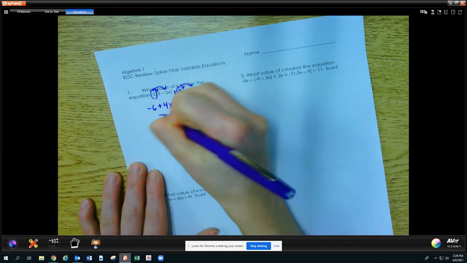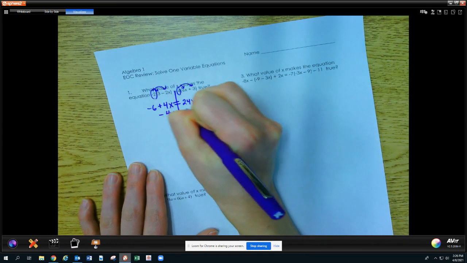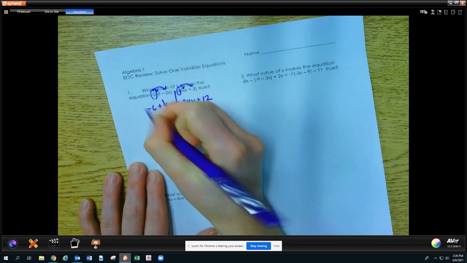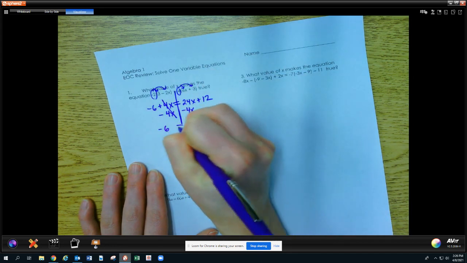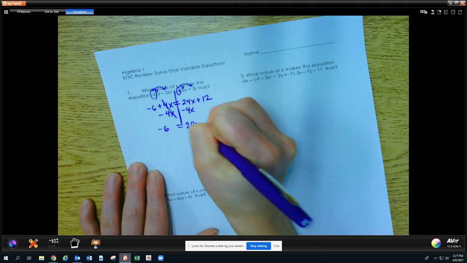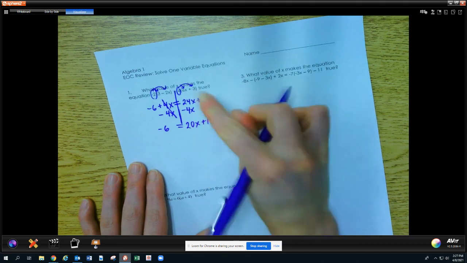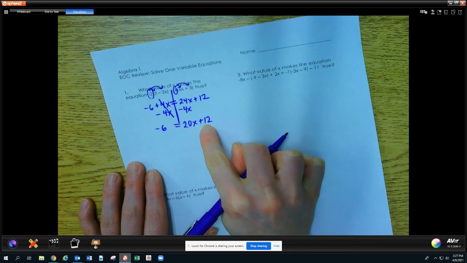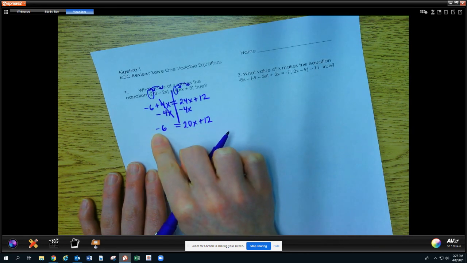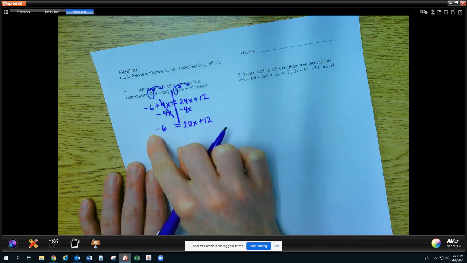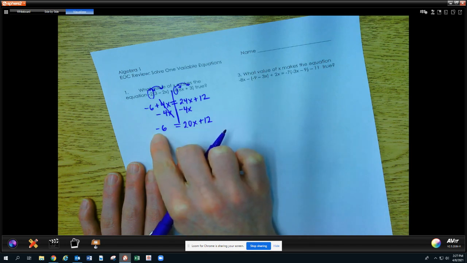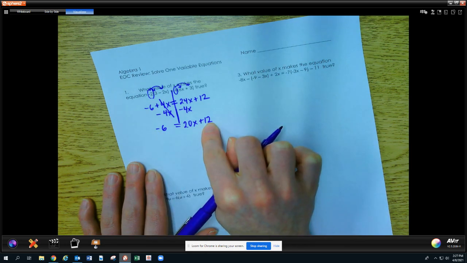So I'm going to take these 4 x's away. And that turns the left side into -6 equals 20x plus 12. I always try to keep the x term positive. Okay, so that means I need to take this term and move it to the other side. Even though it becomes negative, I need x's on one side, numbers on the other. We want our equation balanced. I don't want 2 terms over here and 1 term here. I don't want to put everything on one side.